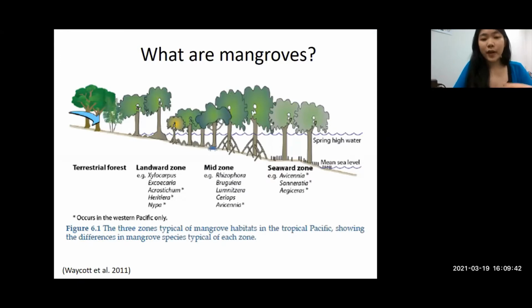Mangroves are not defined by a particular genetic group, so they're not really genetically related to each other. It's not like how pine trees are kind of their own little group. Mangroves are simply defined by their ability to exist in the intertidal environment, so where the tide is going up and down. And they have special adaptations to help them survive in this habitat.